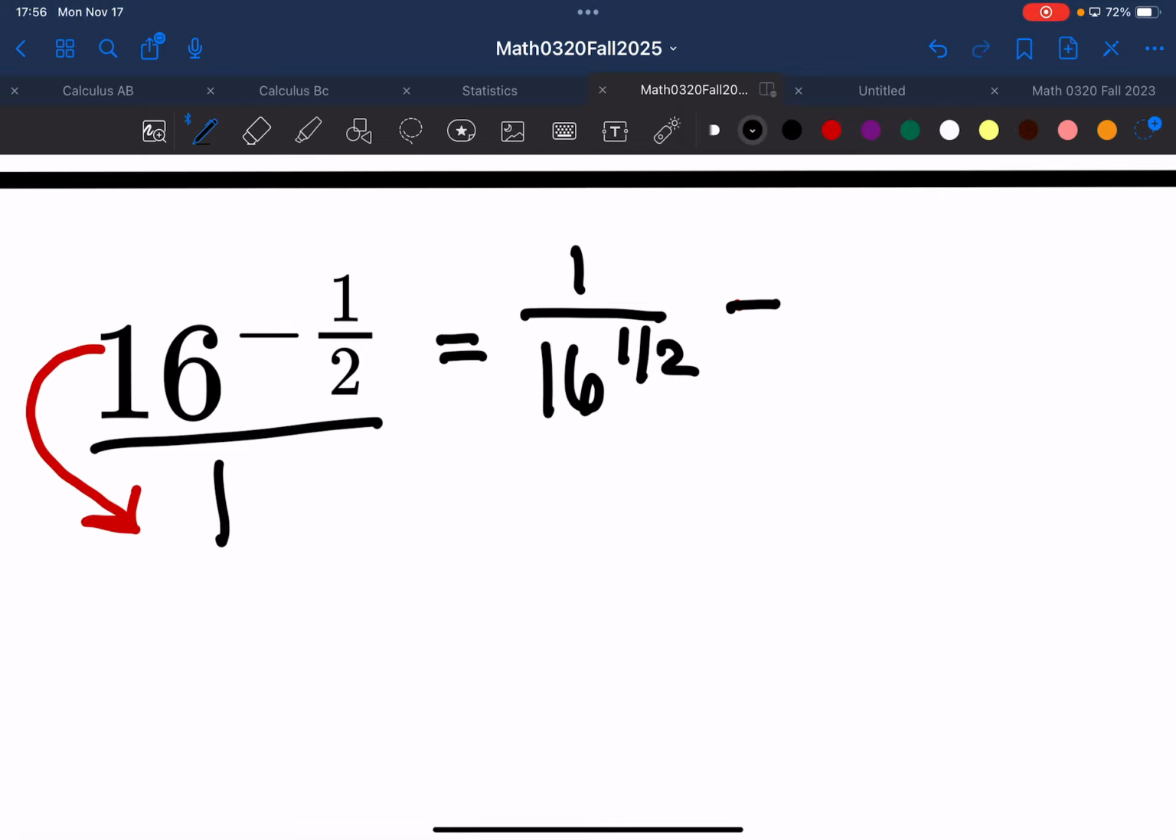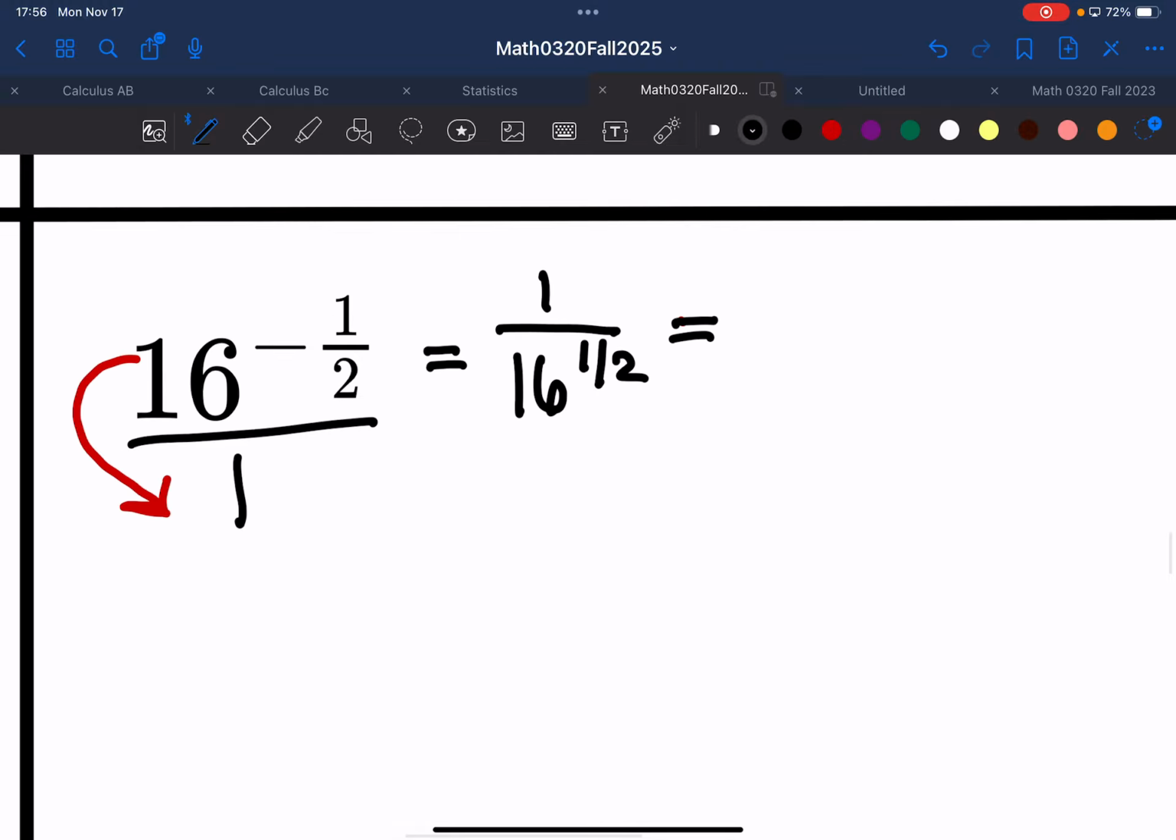Okay, so we know that the 1/2 power is what type of radical? What is it called though? The square root. So we have the square root of 16. And what's the square root of 16? 4. So our answer is 1/4.